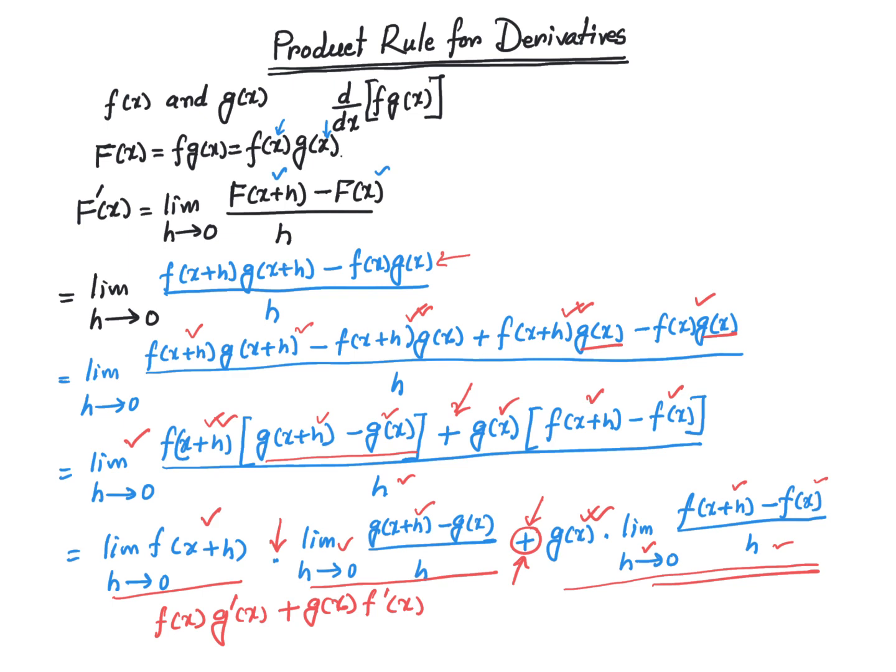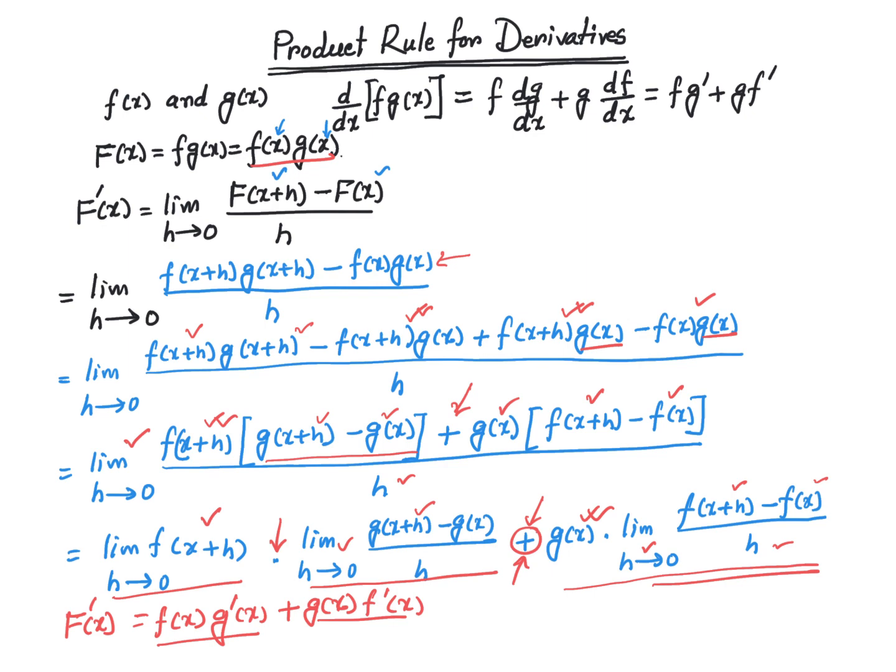So we just found out that the derivative of uppercase F of x, which is the product of these two functions, is nothing but f times the derivative of g of x plus g times the derivative of f of x. So we can write it all together here. This is going to be equal to f times the derivative of g with respect to x plus g times the derivative of f with respect to x. We also sometimes write it as f times g prime plus g times f prime.